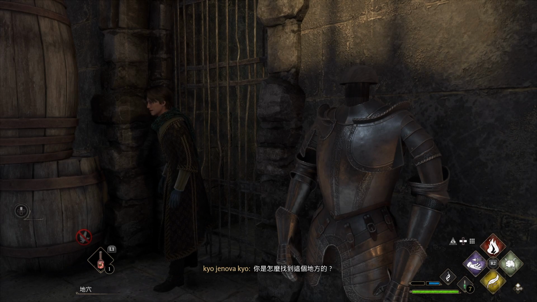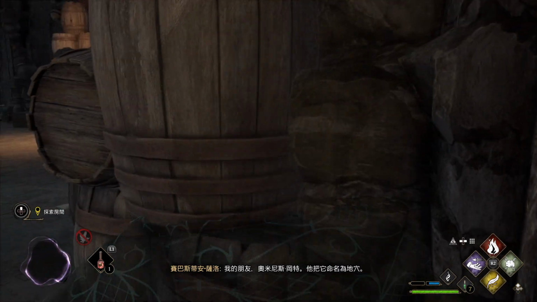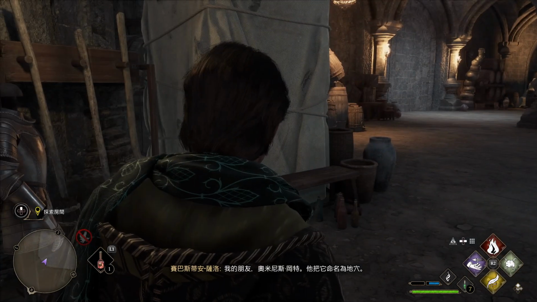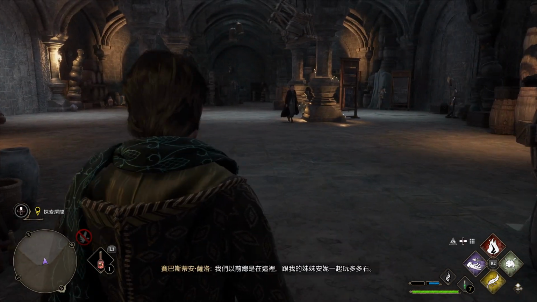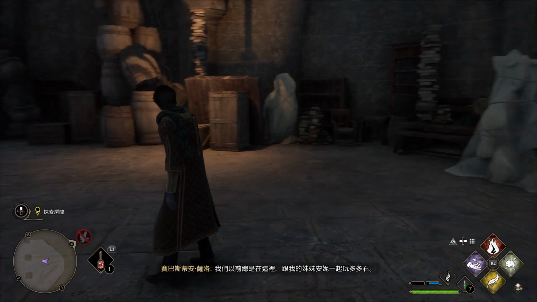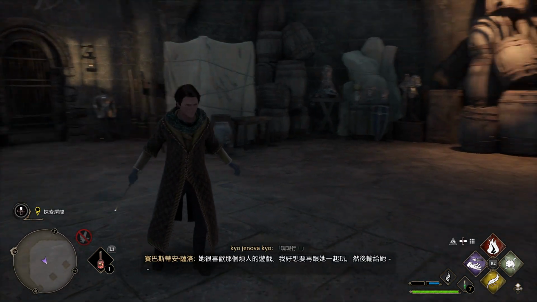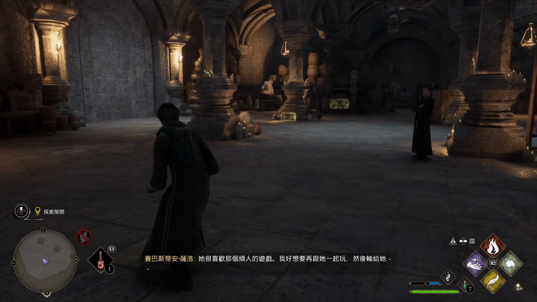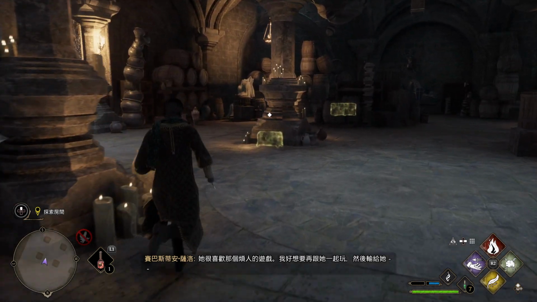How did you find this place? My friend, Ominous Gaunt. He named it the Undercroft. We used to play gobstones here all the time. With my sister, Anne. Revelio. She loved that infernal game. What I wouldn't give to lose to her again.